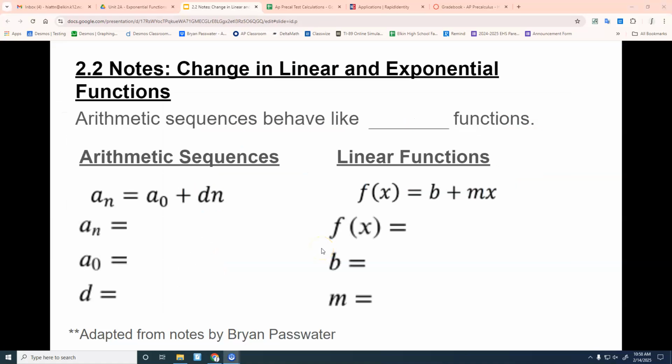Change in linear and exponential functions. So we are going to relate what we've learned about sequences to the functions that go with them, and arithmetic sequences are going to behave like linear functions.